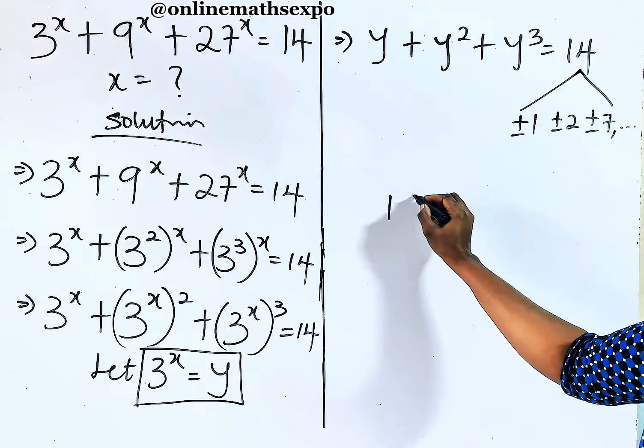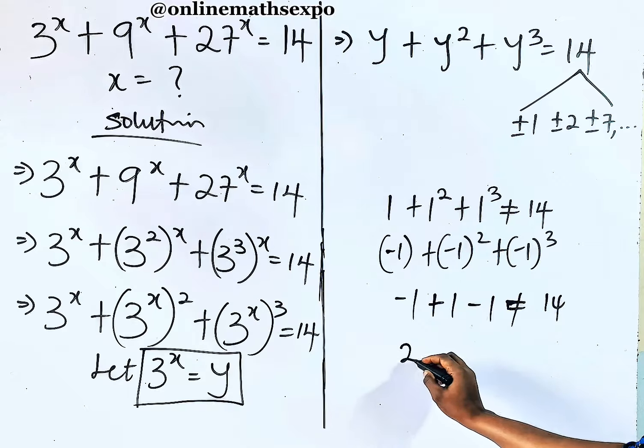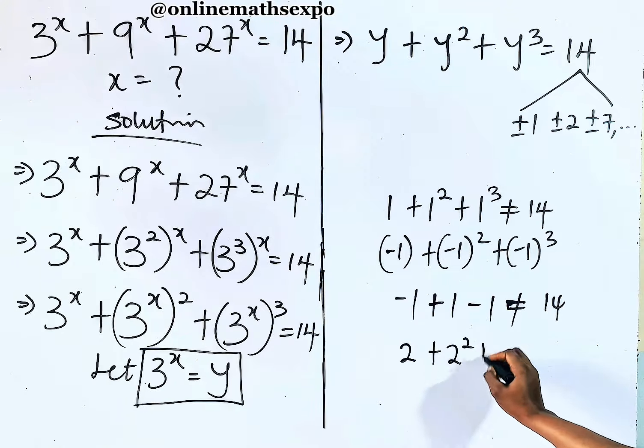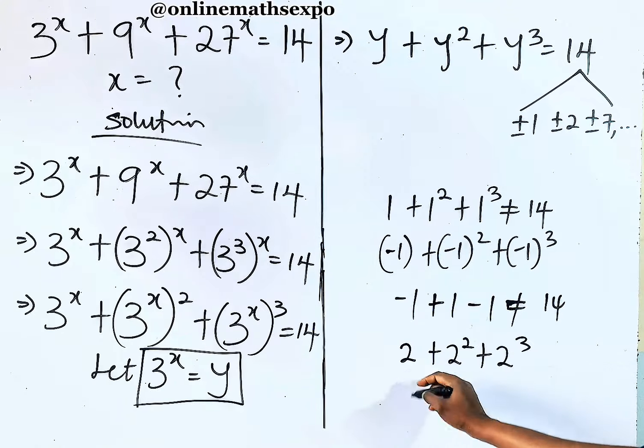Now let's check for when y will be 2. We have 2 plus 2 squared plus 2 cubed. This gives us 2. Here is 4. And this is 8. So you see that when you add this, it gives you 14. So that factor that suits it is y being 2. And it's going to help us to solve.